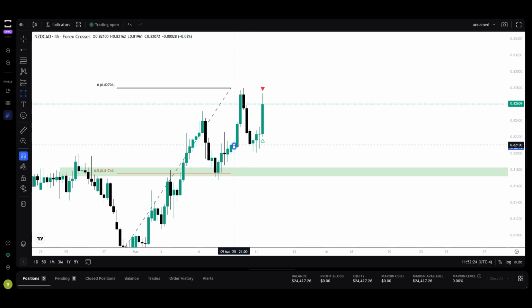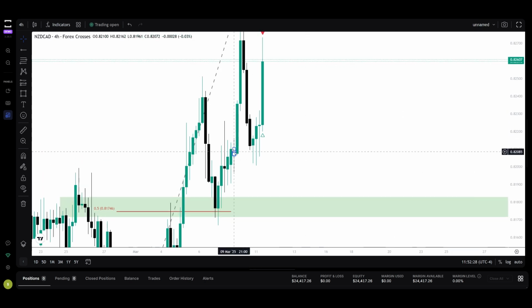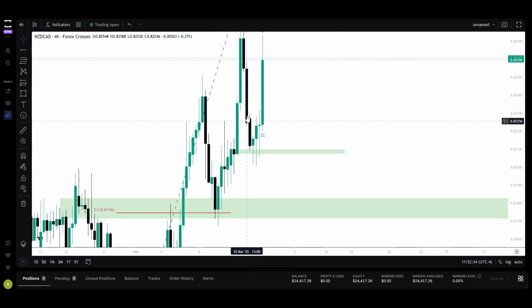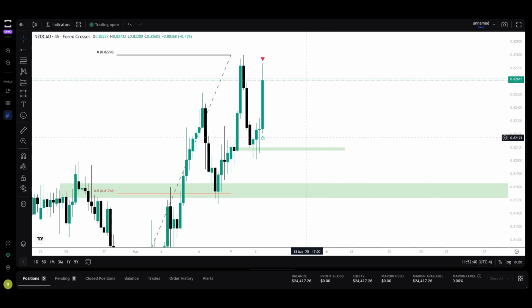So I'll draw that out here. I just want to get the bodies like that. And you can see here where the wicks did the damage, but the bodies tell the narrative about institutional order flow and where it's going.